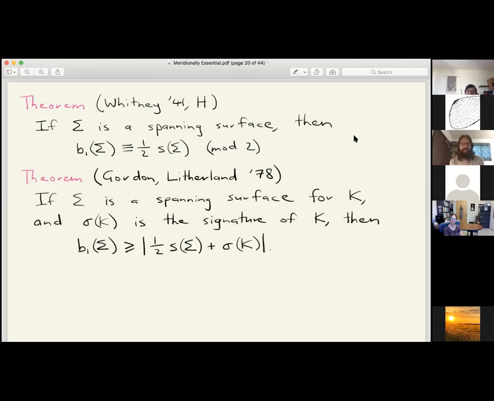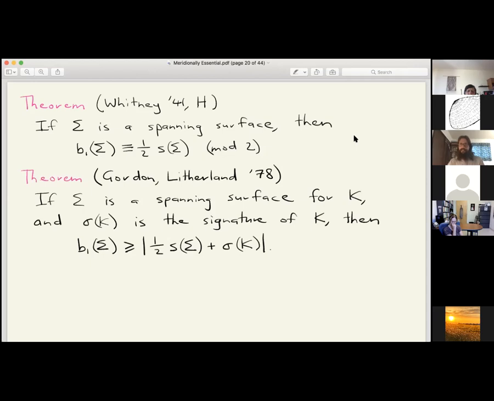The other big theorem is Gordon and Litherland's theorem. This was mentioned by Hans earlier, and he also told us a lot about what signature is. I wasn't going to, so it was good he went before me. One corollary of their result is that if you have a spanning surface, and small sigma is the signature, then the first Betti number of that surface has to be at least the absolute value of half the slope of the surface plus the signature.